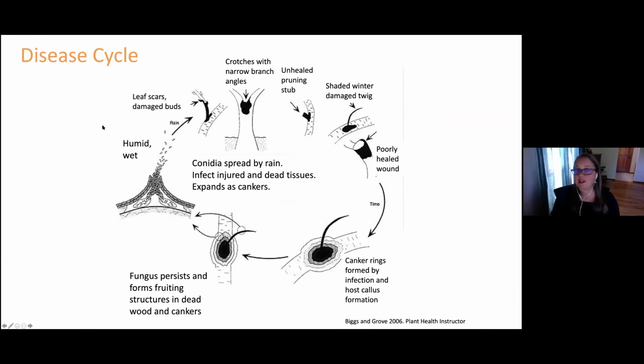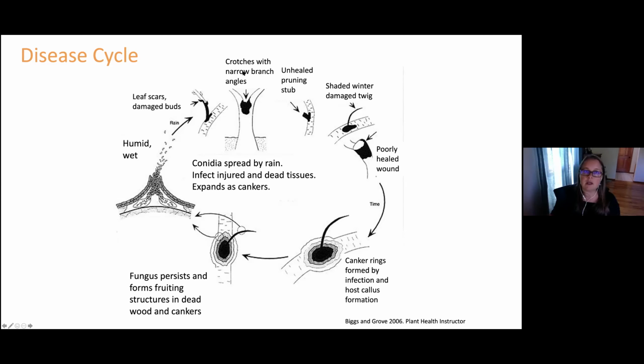So the disease cycle is actually fairly simple. You might have a canker that you can see here. The canker then is going to form fruiting bodies, which are those little pimples that I talked about. Those are going to release spores anytime we have humidity or rain. The thought is that this is primarily rain splash or disseminated pathogen. And then if you have leaf scars or damaged buds, it can come in and it'll just start to grow down. And if it's on a branch, it'll continue to grow down until it hits the main stem and it'll continue to elongate.